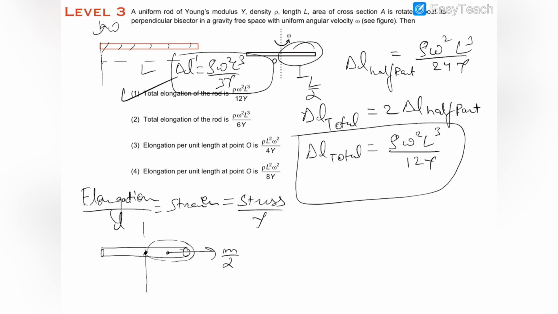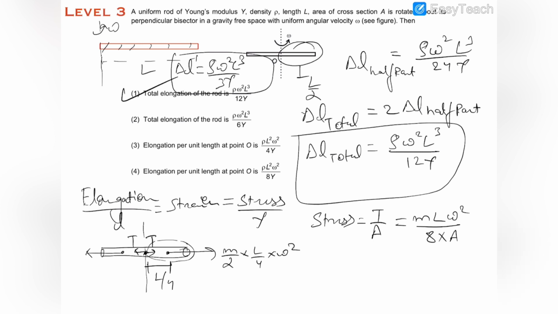The m of this part is m by 2. The distance of the center of mass of this part from this is L by 4, and omega square. We can concentrate the centrifugal force at the center of mass. So this is the pulling force, and the same pulling force will be applicable on this side. So the tension will be developed in the rod at the center. So this T will be balancing this one, and this T will be balancing this one. So stress will be equal to T upon A, where T is m L omega square by 8 and A is the area.